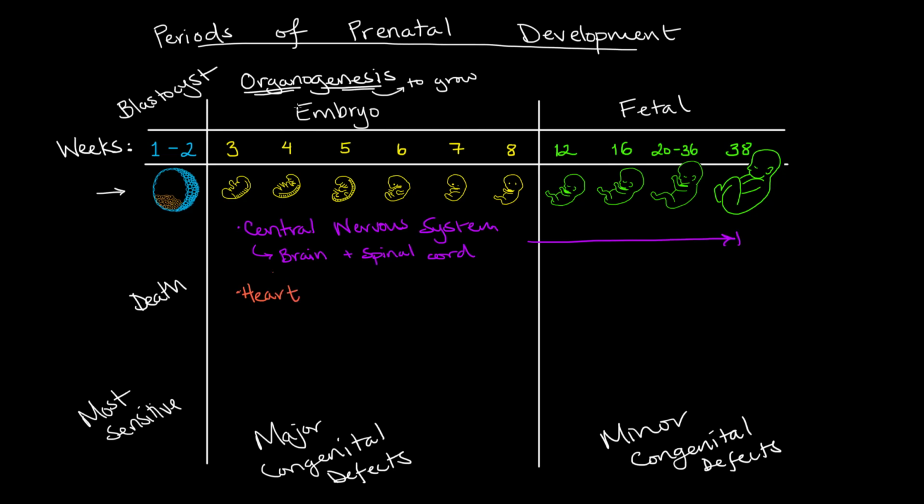And so the heart develops very early on, and it's almost completely done developing by 12 weeks. Again, like the central nervous system, if you're exposed to a teratogen that causes a congenital defect of the heart in this embryo period, you can get a major congenital defect of the heart. But if you're exposed to a teratogen that affects the heart late in the fetal period, chances are the baby will likely be okay. It might have a minor congenital defect, but the heart should be okay.